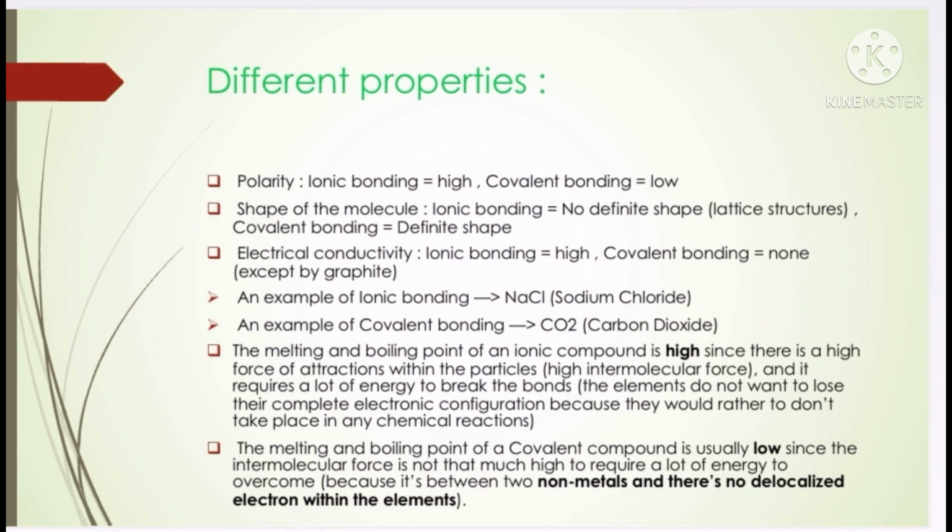And related to electrical conductivity, ionic bonding is high and covalent bonding is none, except for graphite. Graphite is an exception. It's a giant covalent structure which conducts electricity. It's the only covalent compound which conducts electricity. An example of ionic bonding, to make you understand it easily, is NaCl or sodium chloride, which you know as salt. And an example of covalent bonding is CO2.